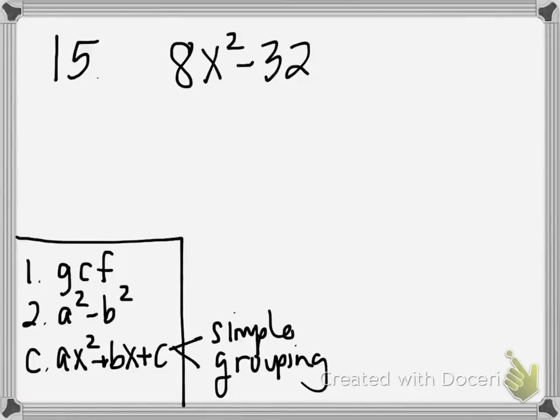Number 15, again, expanded form. We're asked to write it in factored form. So I have our method list here: GCF, difference of squares, and trinomials. Always check for GCF first.